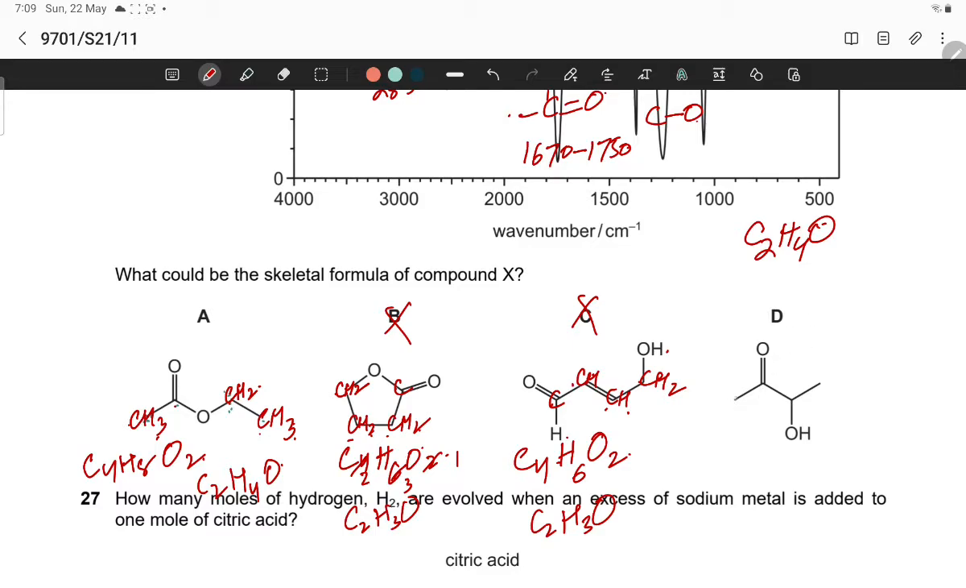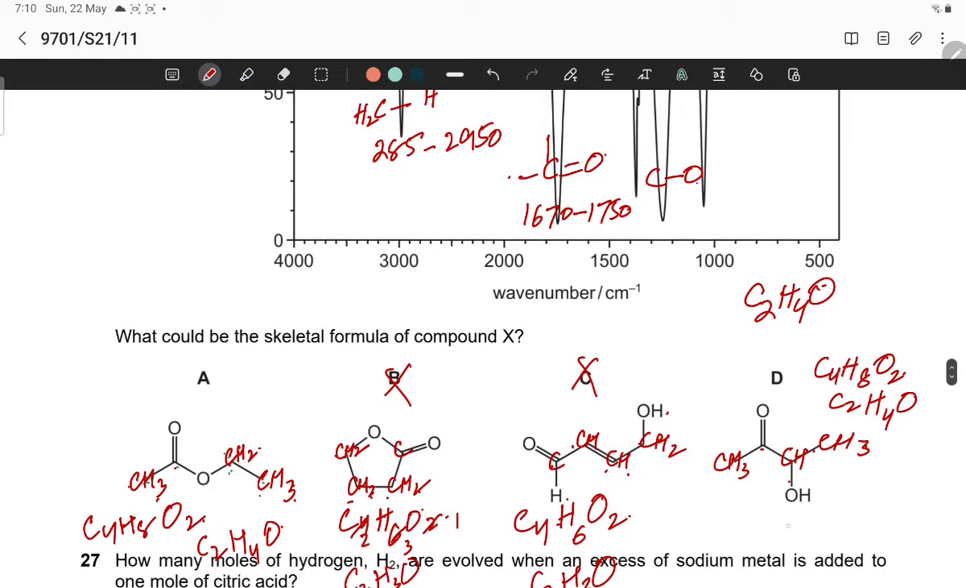This has CH3, and CH3, and CH, 1, 2, 3 and 4 carbons. So this is C4H8O2, and this is C2H4O. So this is also the same. For A and D, the empirical and molecular formula will be the same, but different groups are there.